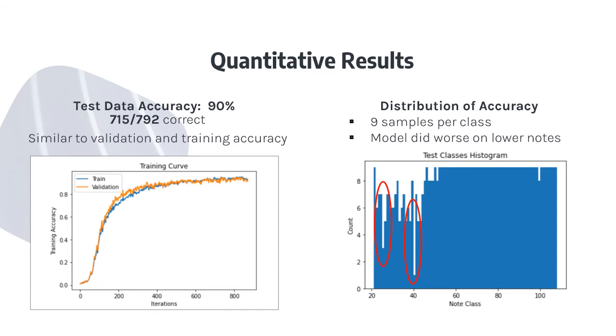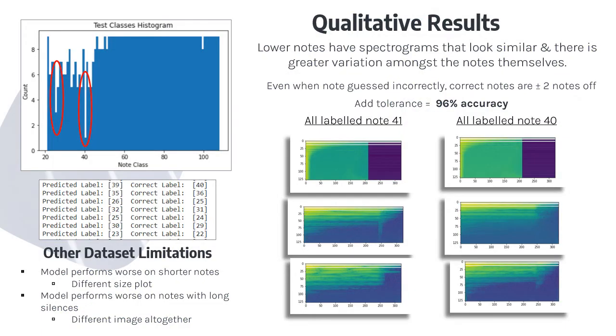We noticed that the model performed worse on lower notes, and to better understand why, we turned to qualitative analysis. From looking at the lower note spectrograms, we noticed that there was a greater variation, to the point where they looked like completely different notes. Also, notes next to each other looked very similar, as seen with notes 41 and 40.